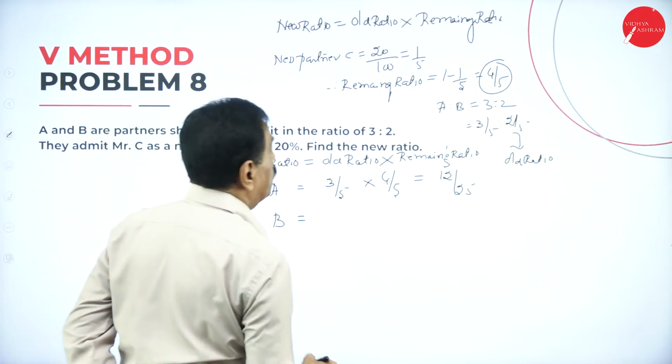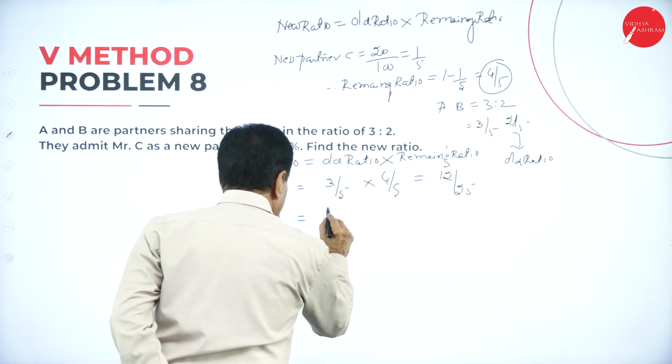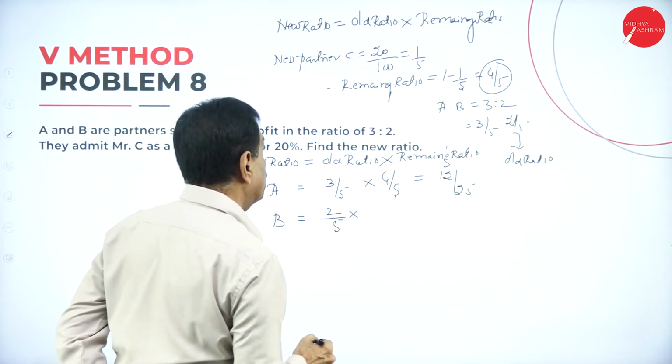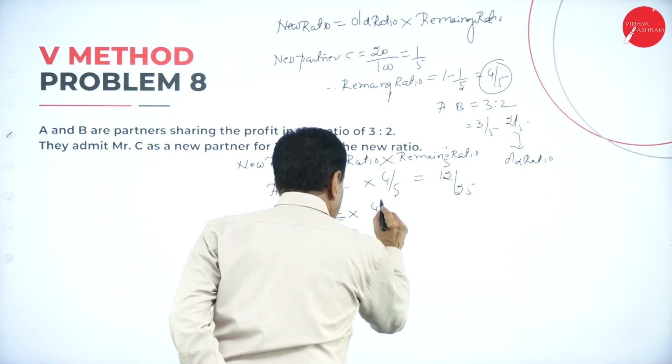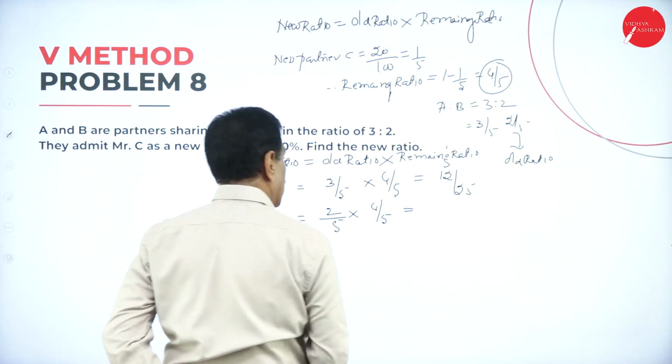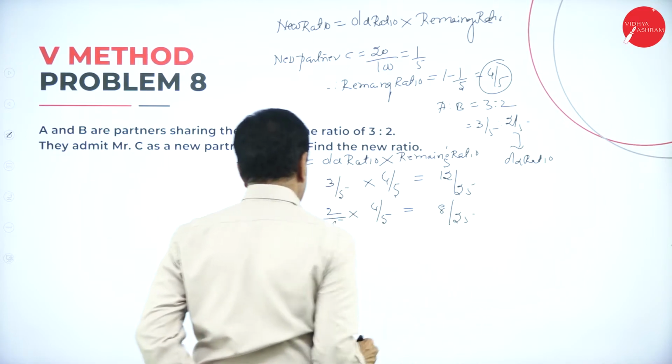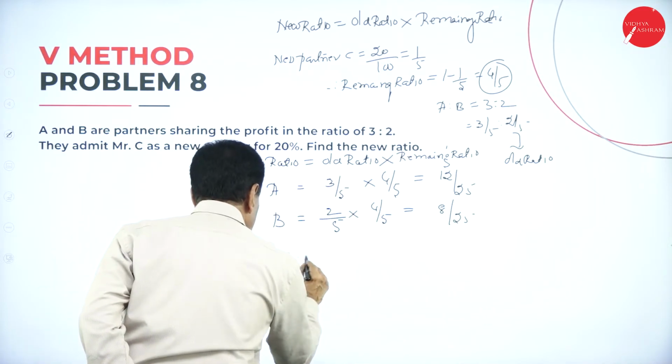What is the old ratio of B? 2 by 5. Into, what's your remaining ratio? 4 by 5. Multiply 8 by 25. C, what's the new ratio? 1 over 5 into.